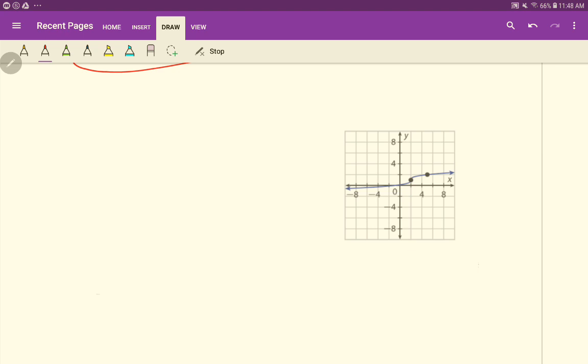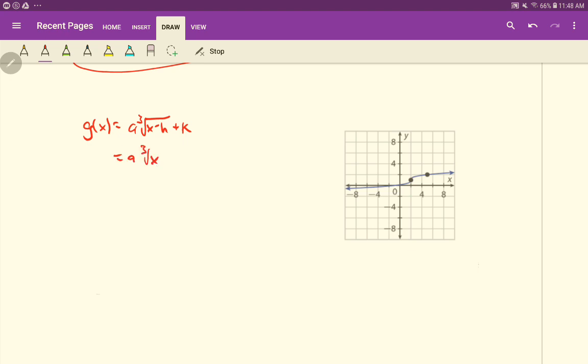So why don't you guys pause the video and try this one out. We're going to use the same format. Go ahead, pause the video and try this one on your own. Okay, hopefully you paused the video and tried this one on your own.